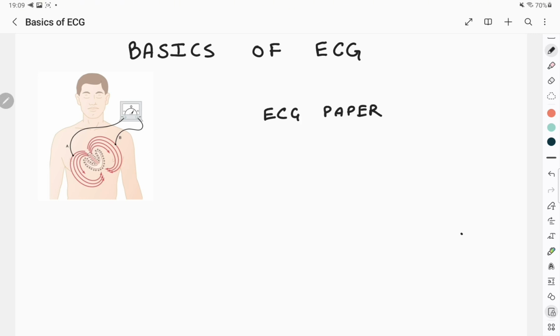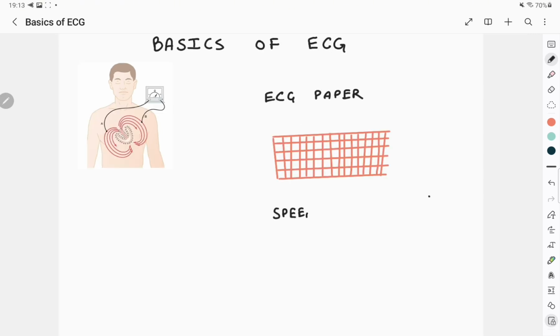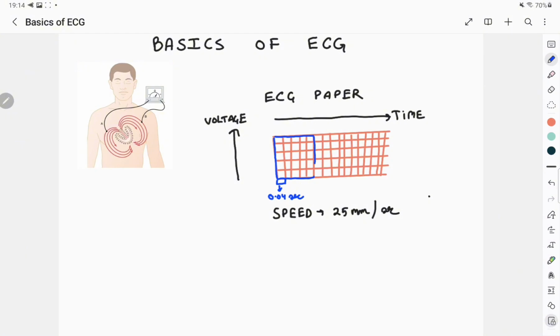Let's talk about the ECG paper. ECG paper runs at a standard speed of 25 millimeters per second. The horizontal axis is time and the vertical axis is voltage. On the horizontal axis, one small box is 0.04 seconds and one large box is 0.2 seconds. On the vertical axis, 10 small boxes equal 1 millivolt.